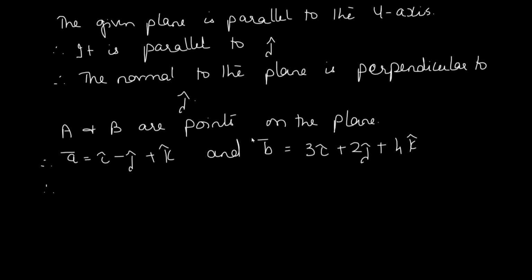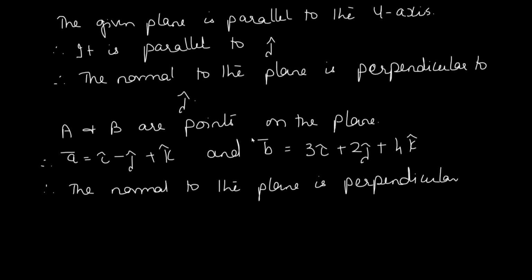Therefore, the normal to the plane is perpendicular to vector AB bar. See, A and B are points on the plane, and therefore the normal to the plane is perpendicular to this particular vector, that is AB bar, which is a vector in the plane, a vector which is parallel to the plane.